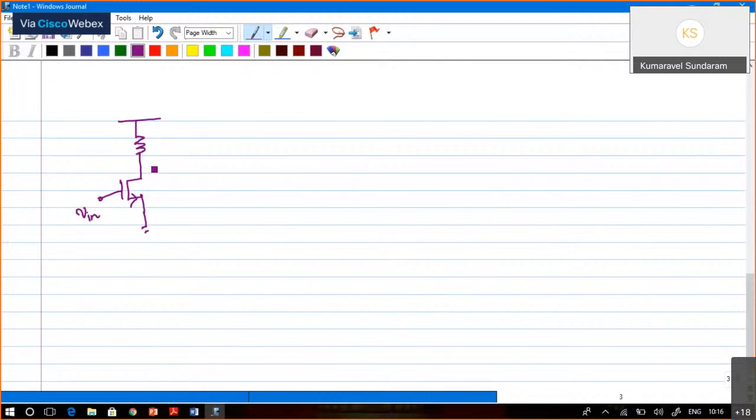This is a common source amplifier. So we can draw the small signal circuit. Since this is a common source amplifier, the source has to be grounded. This is going to be gm times V in.